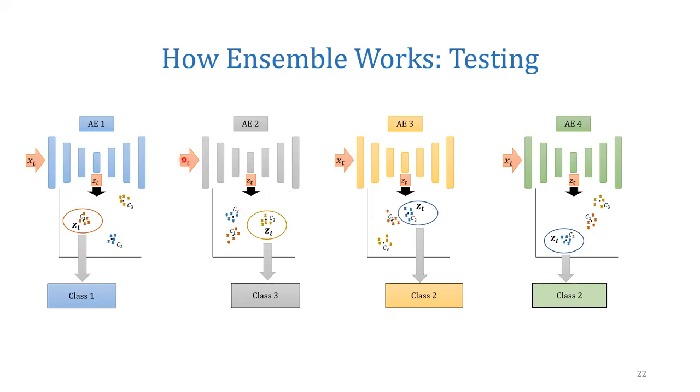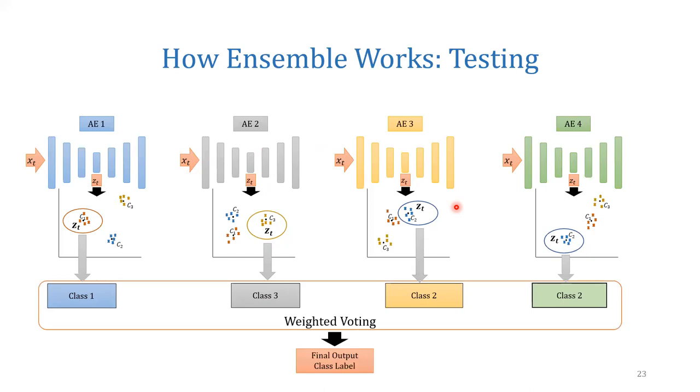Similarly, for autoencoder 2, when we apply the same test data, because it has different clusters at its hidden space, we have ZT projected close to cluster center C3. Therefore, we assign class level 3 corresponding to this particular autoencoder for the test data. Similarly, for each autoencoder, we might have different class levels assigned to it by that particular autoencoder. So each autoencoder assigns a class level to the same test data. Now, since we had already computed weight based on the quality of training, we perform a weighted voting of these class levels with individual weights of the autoencoder. And from this weighted voting, we get the final output class level. So that is how this ensemble works during testing.